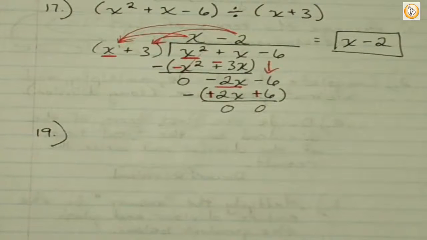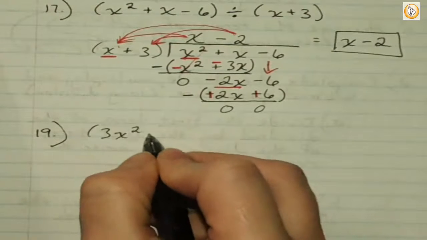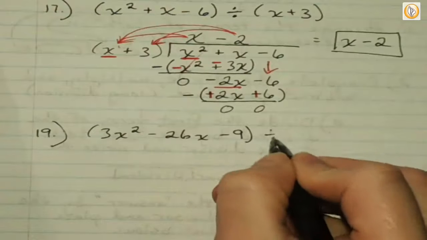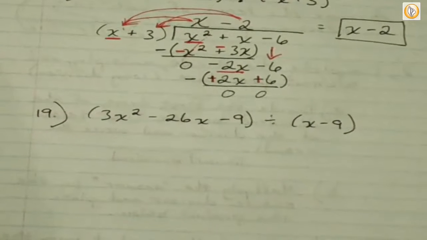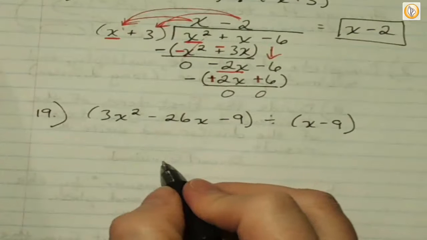All right, let's look at 19. I have 3x squared minus 26x minus 9 divided by x minus 9. Okay, so this whole polynomial is going into the house.